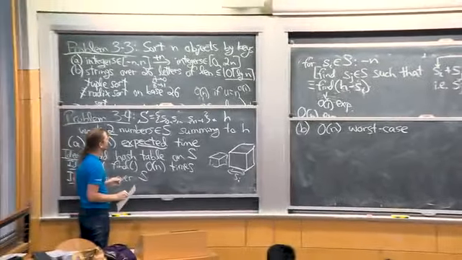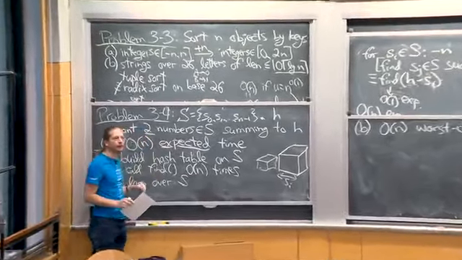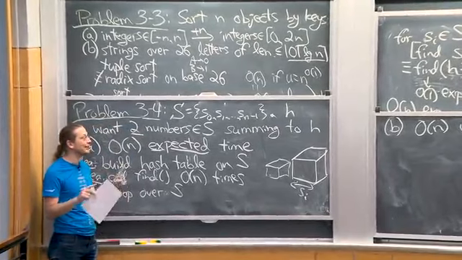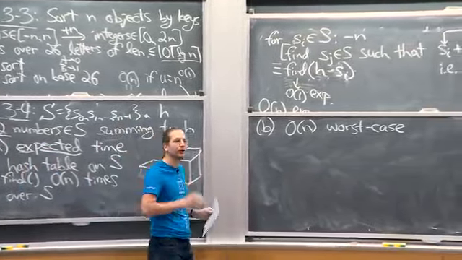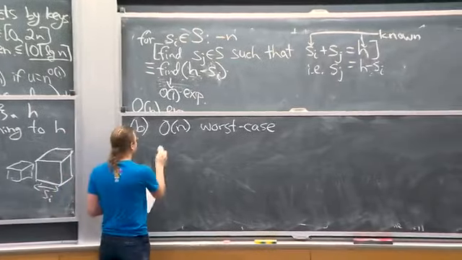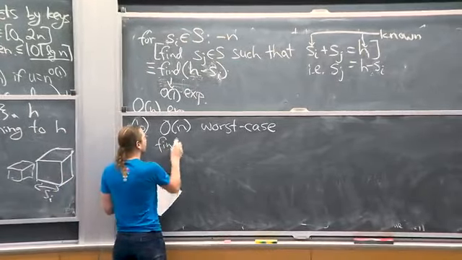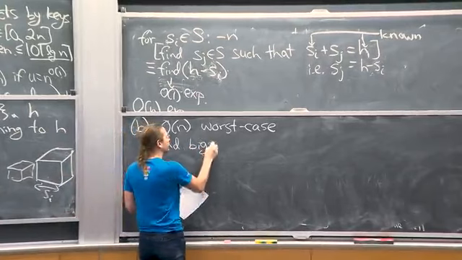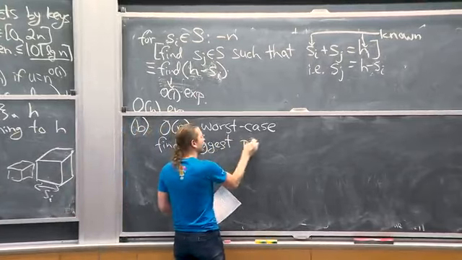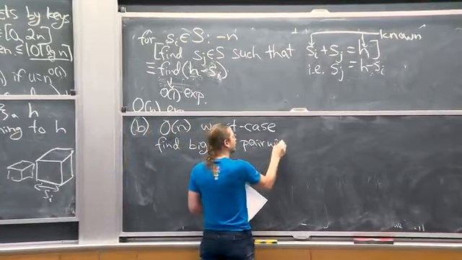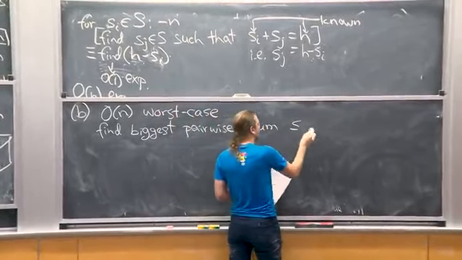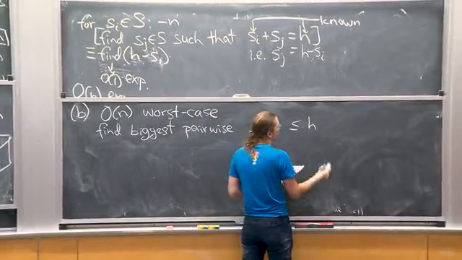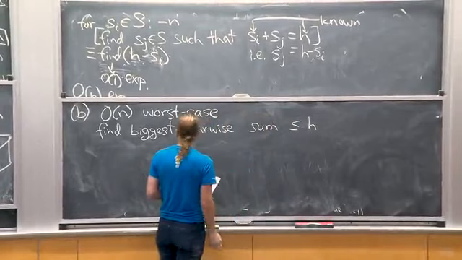Furthermore, here we just needed to solve the exact problem, to find whether there are two numbers summing exactly to H. Now we would like to find the best solution smaller than or equal to H. So find the biggest pairwise sum that's less than or equal to H, if there's no perfect pair.